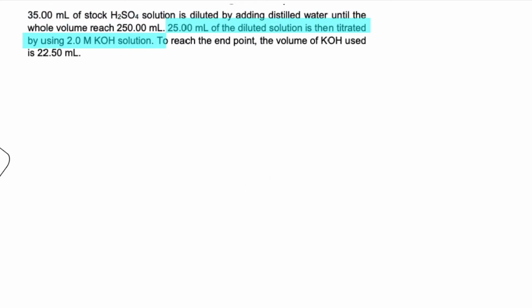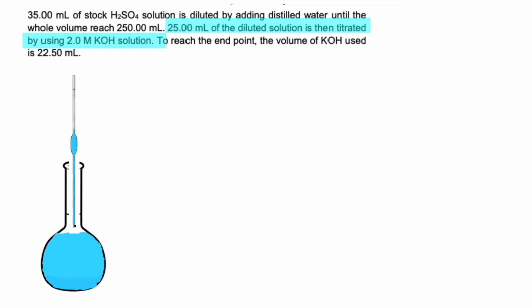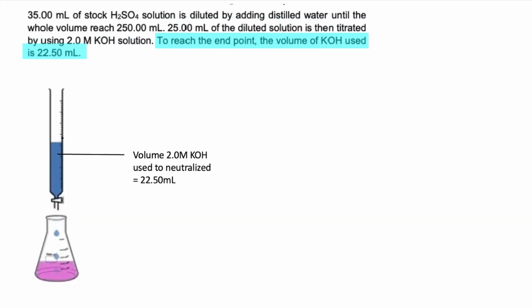So, and then the question tells you 25 milliliter of the diluted solution is then titrated by using 2.0 concentration KOH. So first you're going to extract the 25 milliliter diluted solutions. From the volumetric flask just now, you're going to extract 25 milliliter of the solution and put it in a conical flask, and then you're going to set up the titrations this way. So you're going to have your titrant, which is KOH in this case, and then you're going to have your analyte, which is your diluted H2SO4. And then it says to reach the endpoint, the volume of KOH used is 22.50 milliliter.